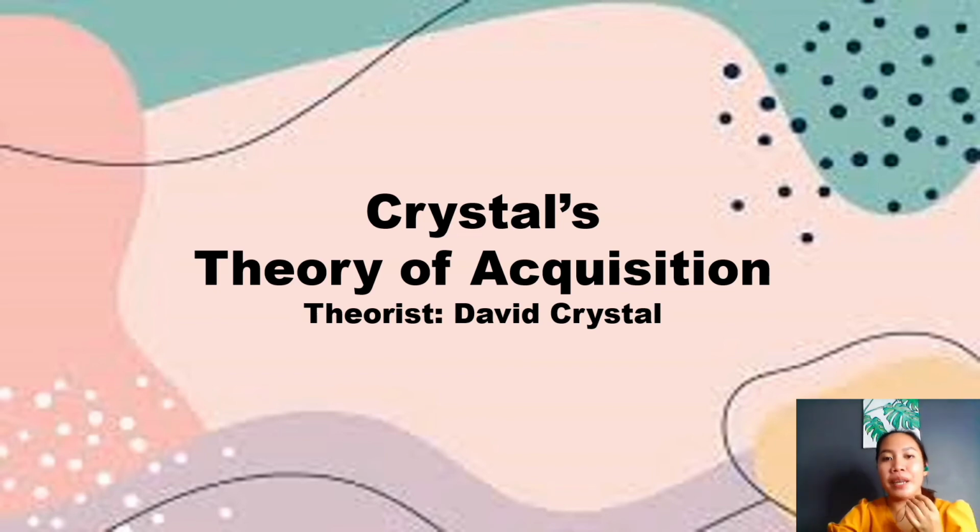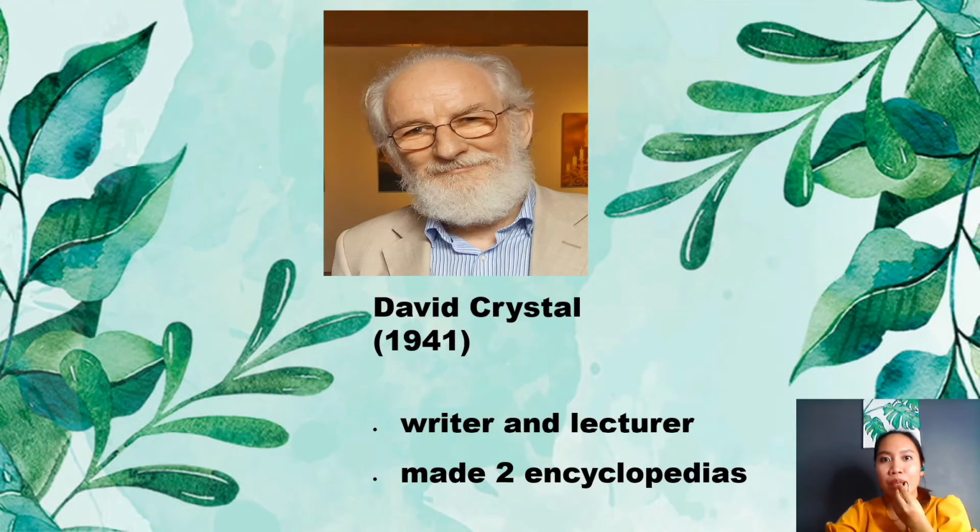The last theory that I'm going to discuss to you today is Crystal's theory of acquisition by David Crystal. David Crystal, born in 1941, is the foremost writer and lecturer on the English language. Professor Crystal is also best known for his two encyclopedias, the Cambridge Encyclopedia of Language and the Cambridge Encyclopedia of the English Language. So what does this have to do with child language acquisition? Well, David Crystal has the theory that children learn language in 5 stages.